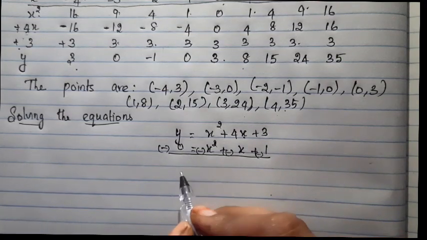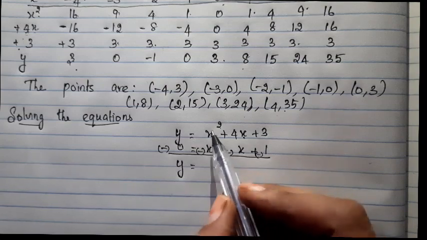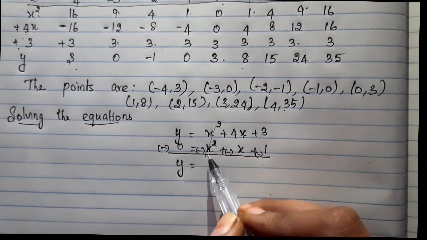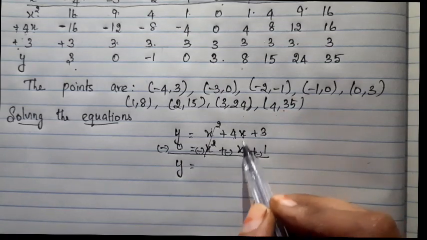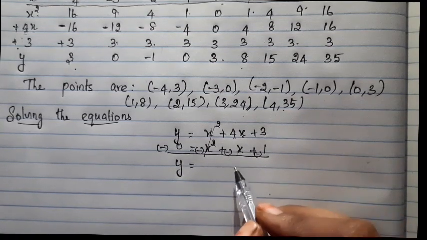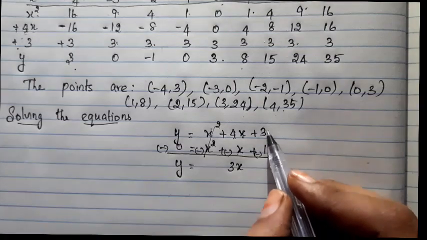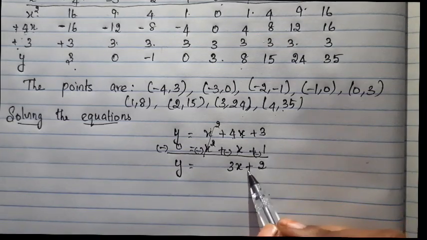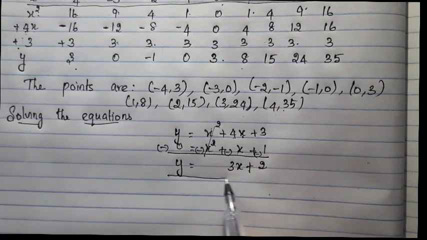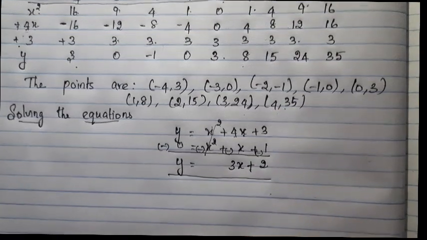Y minus 0, you will get y equal to x square minus x square, which gets cancelled because the same term has a negative sign. 4x minus x, so you will get 3x. Then 3 minus 1 you will get 2. It is positive because the greatest number sign is plus. So now we got a new equation, that is y equal to 3x plus 2.